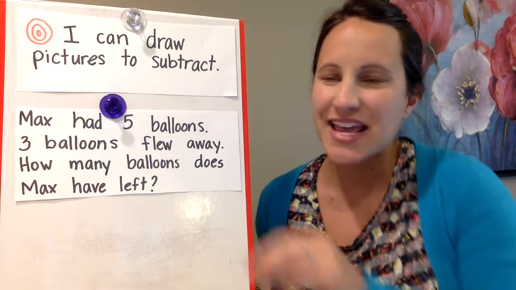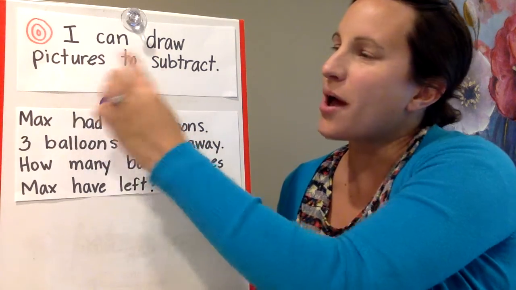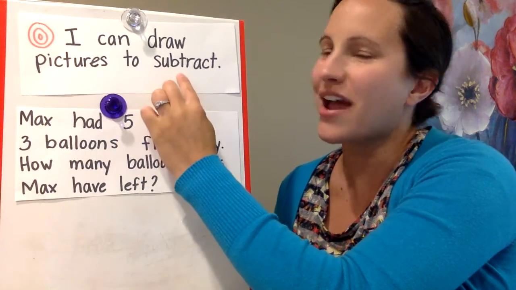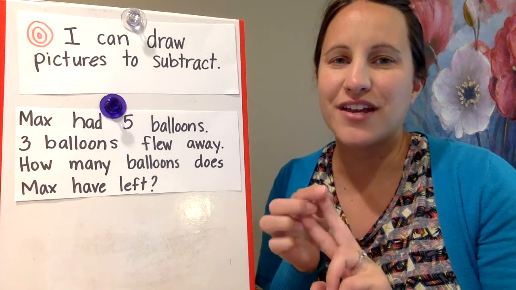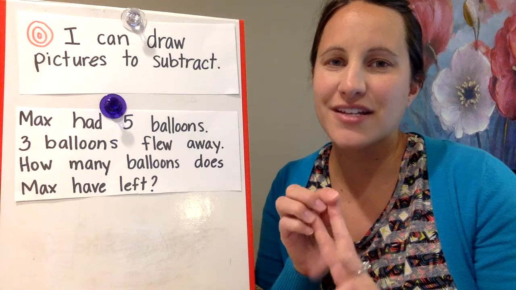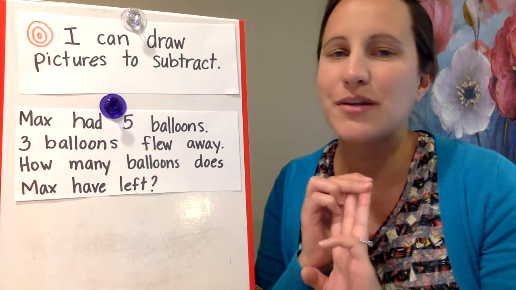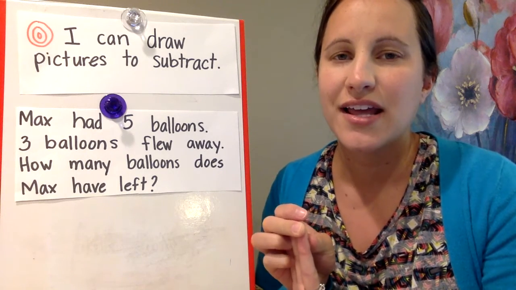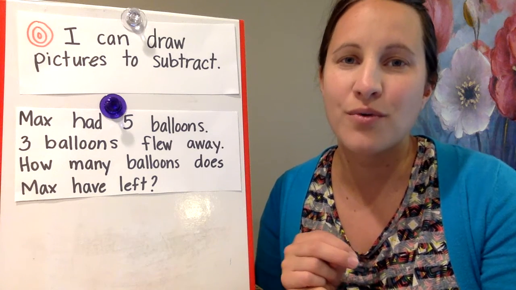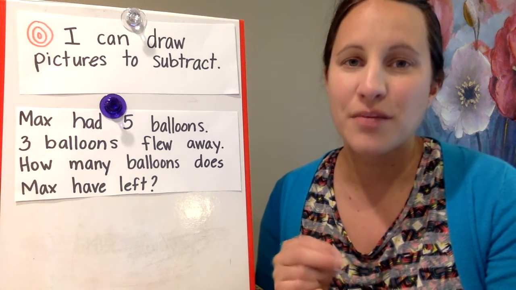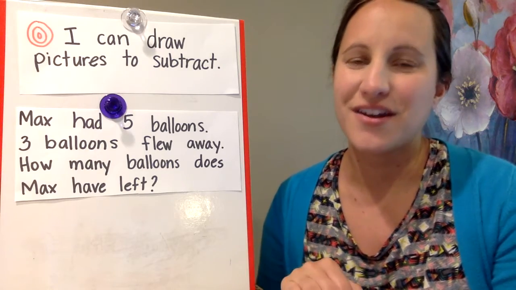And our target today says, I can draw pictures to subtract. So we've worked on using objects, we've done using our fingers, and now we're going to practice using pictures to subtract. And a lot of times we need to use pictures when we're solving a word problem or a story problem. So I have one here for you today.